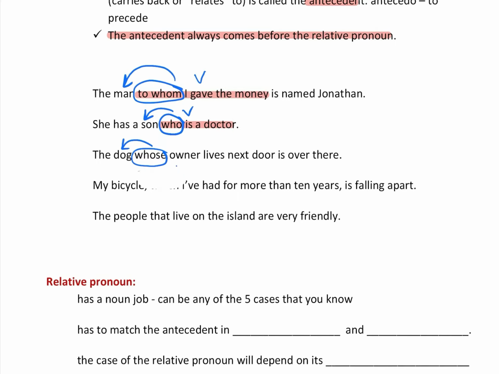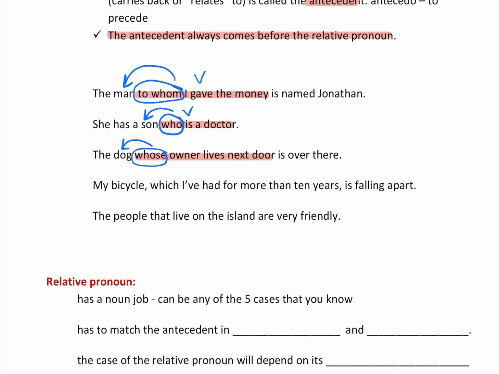So now we have to figure out which part is the relative clause. Whose owner, how does it describe the dog? Whose owner lives next door. It cannot be whose owner lives next door is over there, because that just leaves us with the dog, and that's not a complete sentence. Remember, whatever's left has to be a complete sentence. So if we take out whose owner lives next door, the dog is over there leaves us with the main clause, a complete sentence.